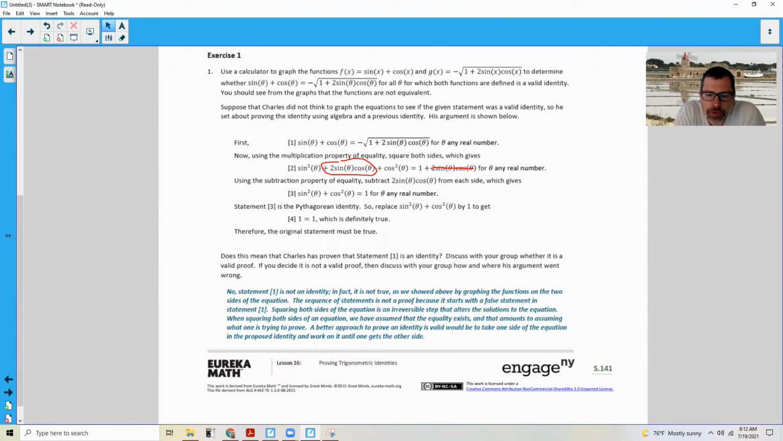A better approach to prove an identity is valid would be to take one side of the equation in the proposed identity and work on it until one gets the other side. Okay, so you'd start with sine theta plus cosine theta and try to turn that into the negative square root of 1 plus 2 sine theta cosine theta. But in this case, it would not be possible because it's not true.